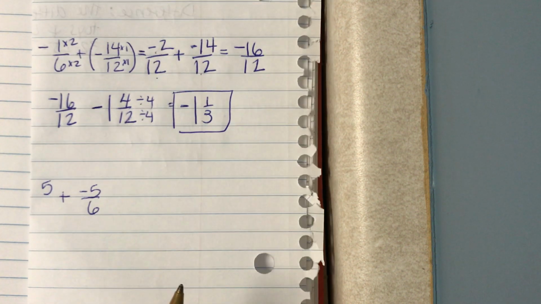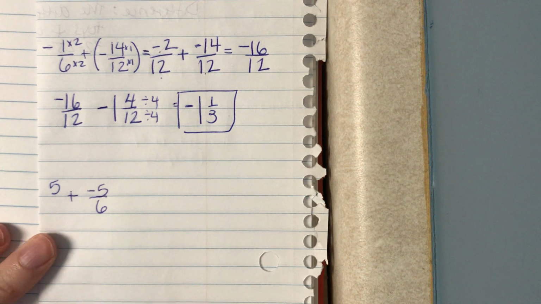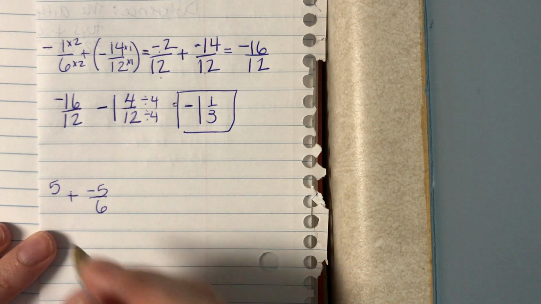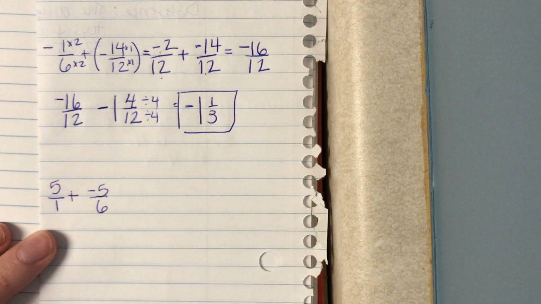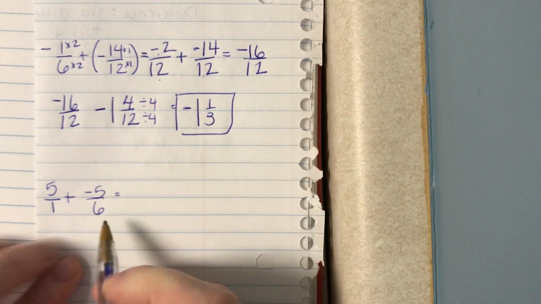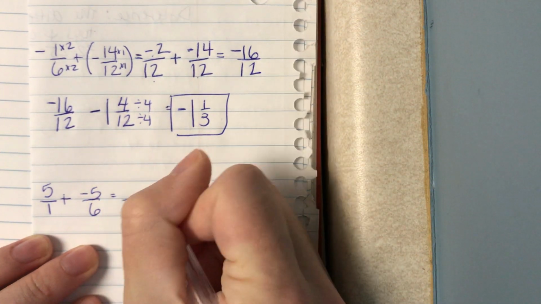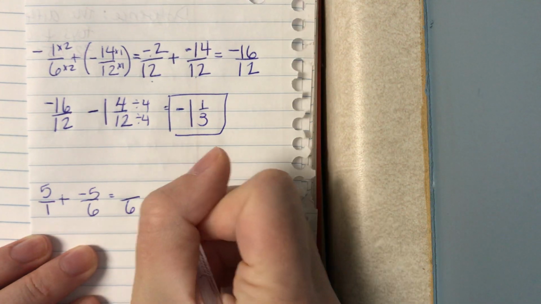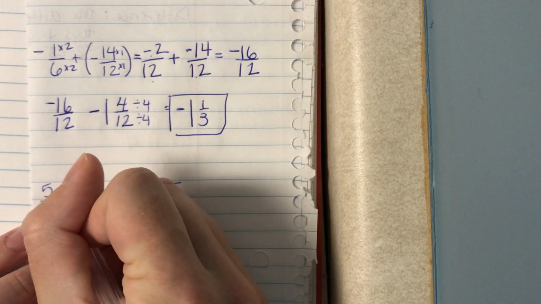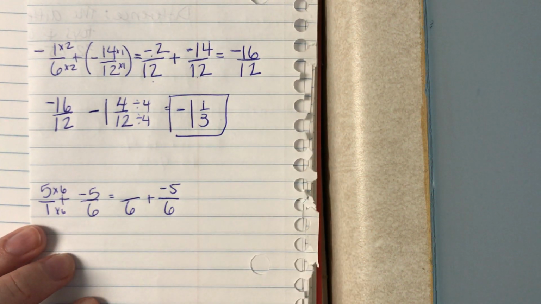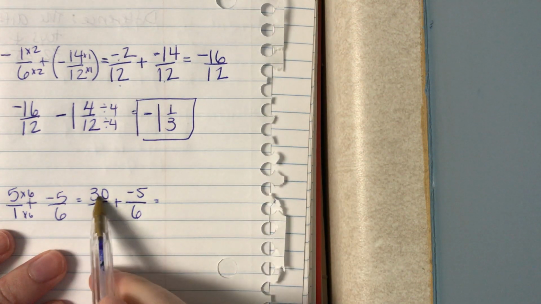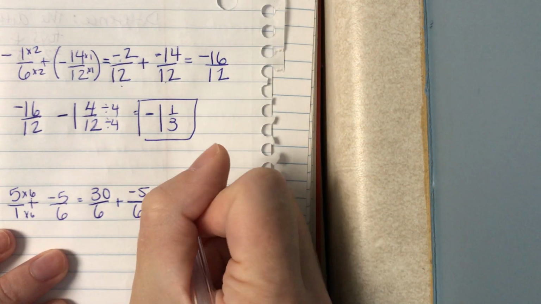All right, last one. So this one I have 5 plus negative 5/6. So this is a whole number. Anytime you have a whole number, you can put a 1 under it if you're not sure. So I'm going to get my common denominators. So I have 1 and 6, so I'm just going to choose 6 as my common denominator. So my second fraction can just stay the same. And my first one, I'm multiplying by 6. So 5 times 6 is 30. All right, so 30 plus negative 5 is going to give me 25.